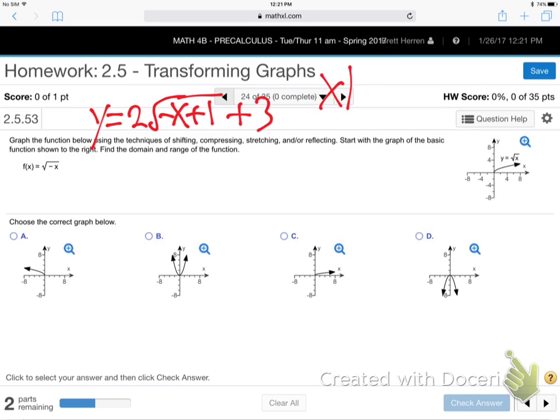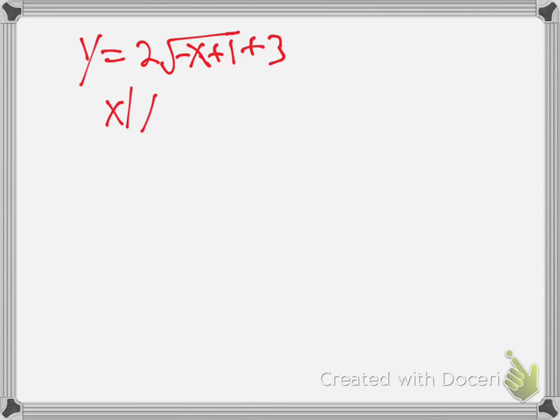So make the XY table. In fact, I'm just going to go to a new screen. What was it? 2 square root of negative x plus 1 plus 3? Yeah, but don't try to guess around everything. Just make the table. Plug in what x is going to zero out the x zone. Here's the x zone. Positive 1. That'll make x's world 0.